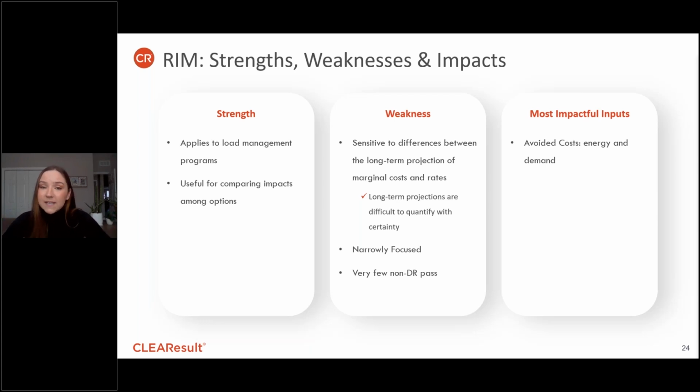Our weaknesses here, it is sensitive again to those differences between the long-term projection of marginal costs of rates. Again, we're projecting so far out, it's just difficult to quantify with certainty what those true values are going to be. And then also, like we said, it's very narrowly focused and very difficult to pass. Our most impactful input here is going to be those avoided costs. That's our only benefit that we get to account for with the RIM test. So it's really important, like we said, that your methodology is really solid, really comprehensive, and you're really including all of the associated costs in that calculation.